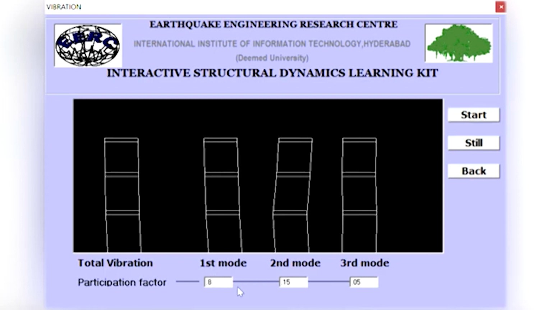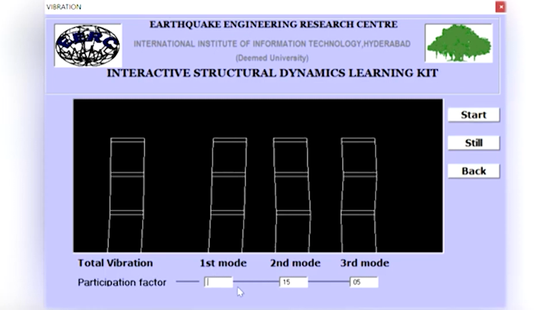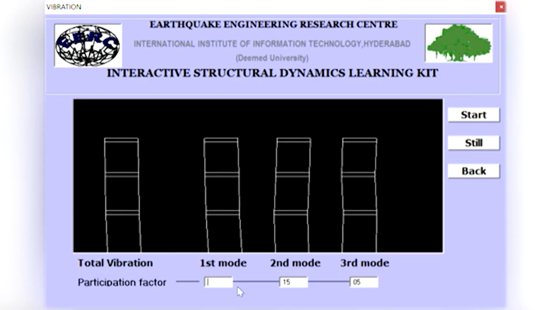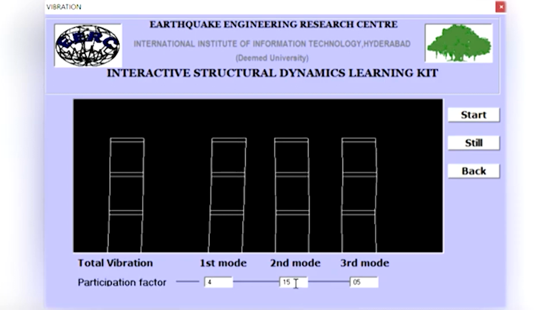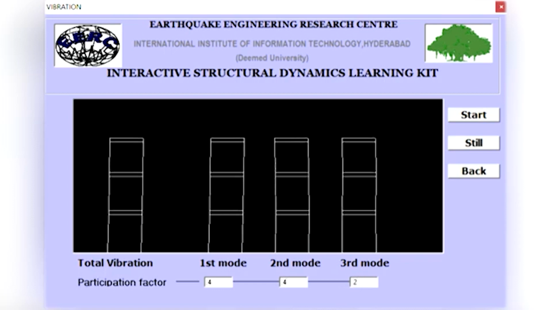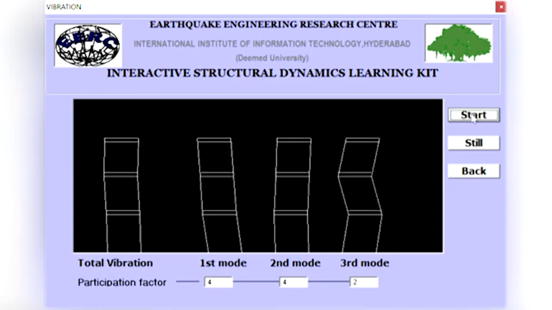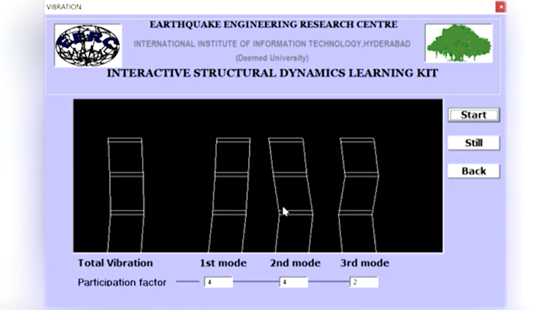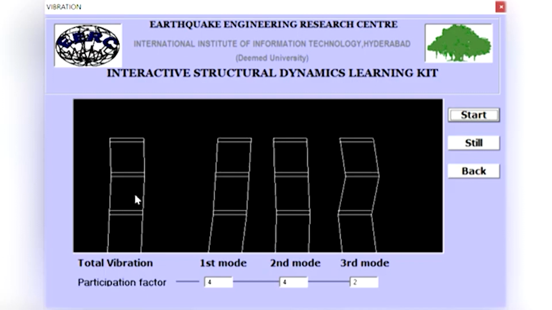In some cases the first mode may not contribute much, or its contribution is slightly lesser or equal. Say 40% is the first mode, 40% is the second mode, and then 10% or 20% is the third mode. In this case, the first mode and second mode both are dominating the total response.